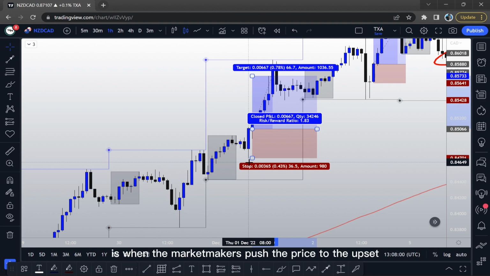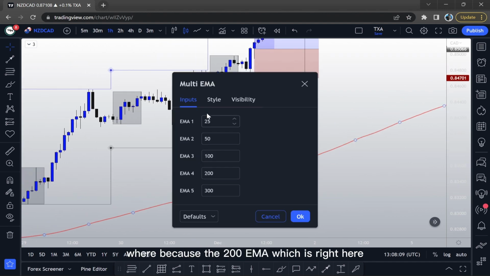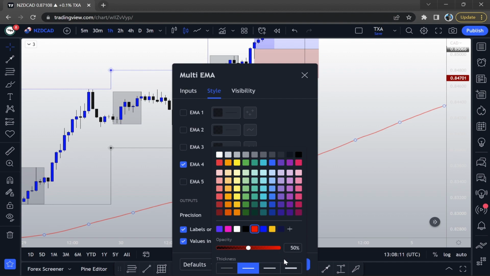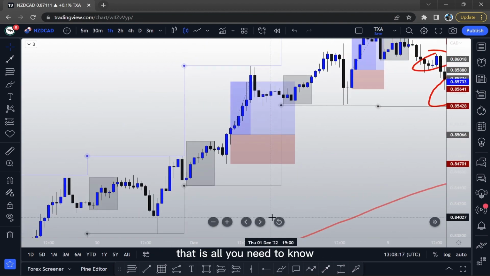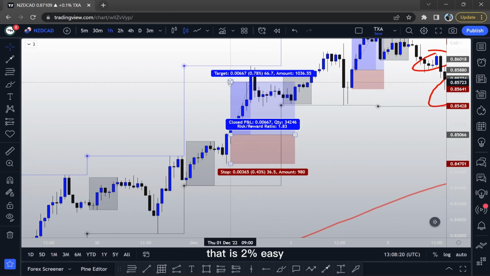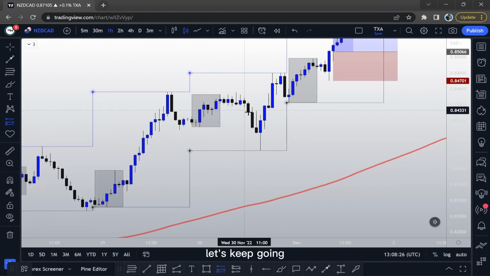Then another day within the London session at 8 a.m. is when the market makers push the price to the upside or to the downside. We already know that the buyers are in control. Why? Because the 200 EMA, which is right here, is solid and it is below the price, which means the buyers are in control. That is all you need to know. That is 2%. Easy. Right there. Previous day. Let's keep going.